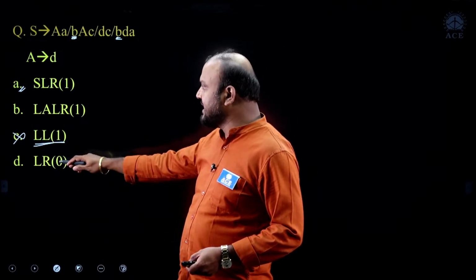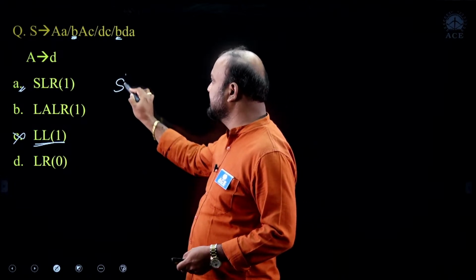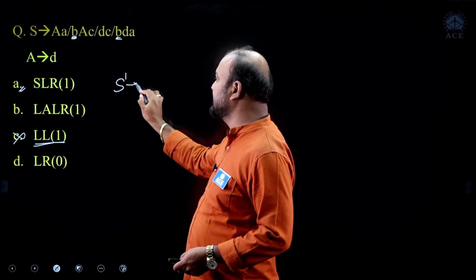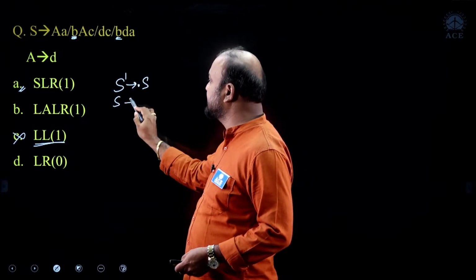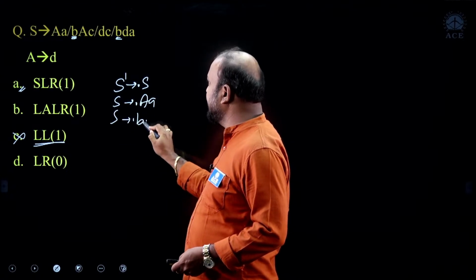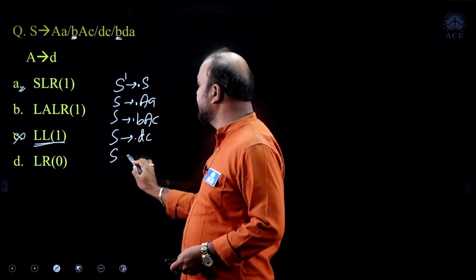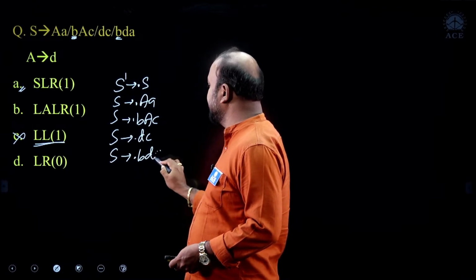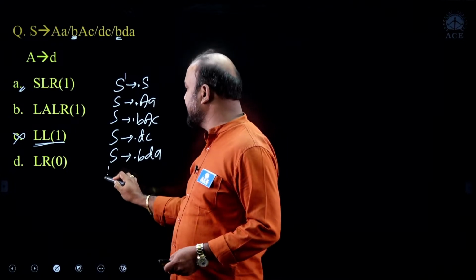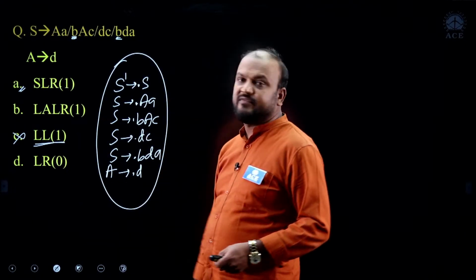Next we have to look at LR(0), SLR(1), and LALR(1). For this, we have to find the states. Starting with S' tends to dot S, the S productions are dot A a, dot B A c, S tends to dot D C, and S tends to dot B D A. Because dot A is there, we add the A production also with the dot D. We don't have any conflict here.